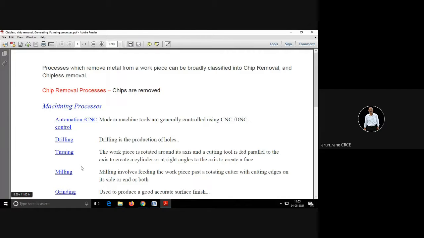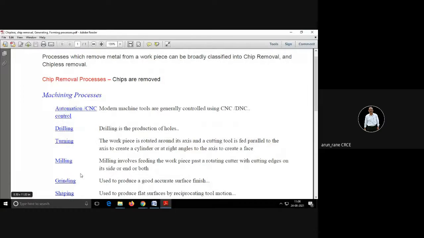Then in turning, the tool is fed, and in milling, the workpiece is fed. Fed means moved. Like your parents, your mommy feeds you the food when you're younger. Similarly, feeding means how fast the workpiece is moved across the cutting tool. So it's a kind of velocity, surface velocity or cutting velocity.